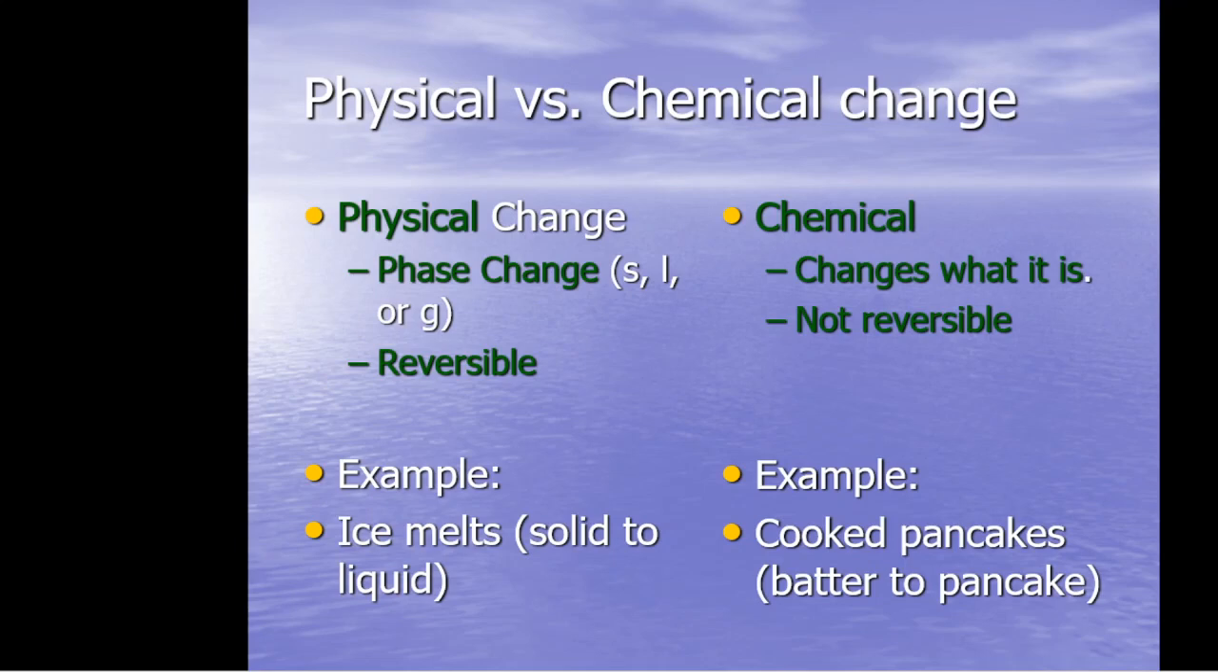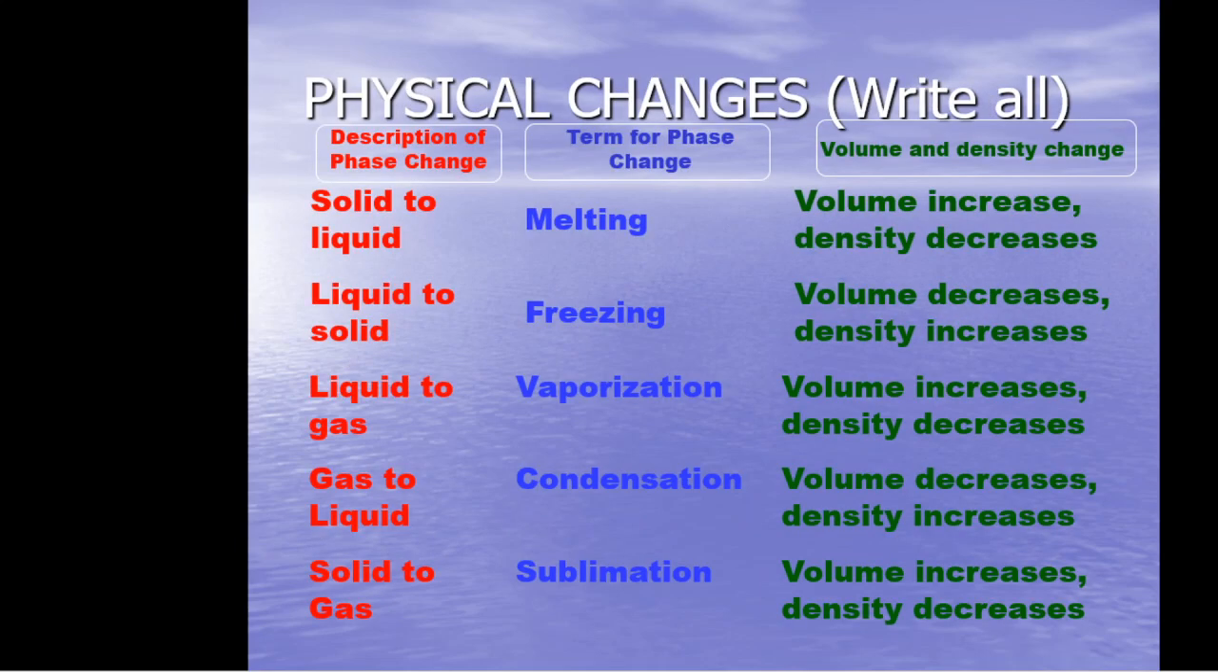And another example here is cooked pancakes. So once I cook my pancake, I can't turn it back into batter. It's just a pancake. So that's a chemical change.